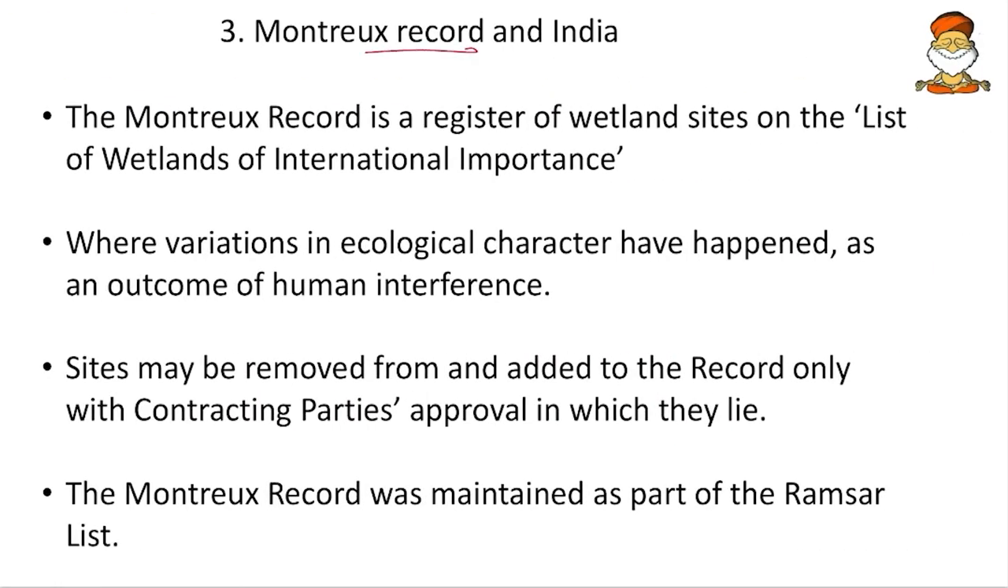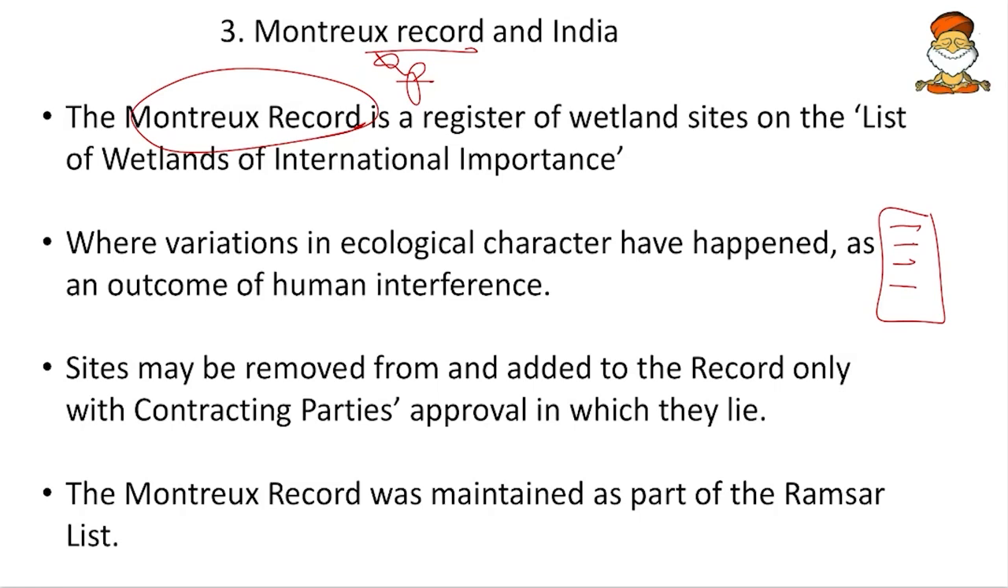And then come to next, the Montreux record and India. So the Montreux record is maintained along with the Ramsar record, but the Montreux record contains only those Ramsar wetlands which are endangered and which are being threatened with various pollution and other anthropogenic interferences. The Montreux record was once asked in prelims, so make sure that we remember that it is a part of Ramsar, but only those wetlands which are in danger are present.